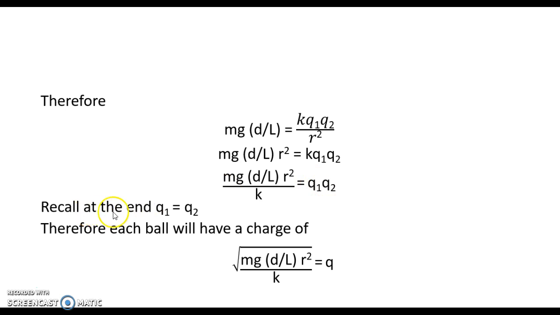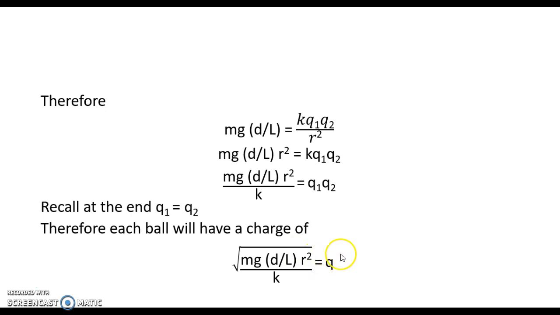Now, if you recall, at the end, when the two balls touch, each one of them had the exact same charge on them. So we can say that Q1 and Q2 are equal to each other, because those are the charge on each one of the balls, and they were equal at the end. Therefore, each ball at the end will have a charge Q equal to the square root of m times g times d divided by L times r squared, all of that divided by k, and then we take the square root of that.